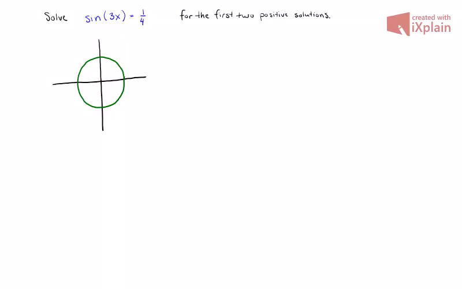Hi everyone, we're going to look at question 11 from the Chapter 6 review guide. It reads, solve the trig equation, sine of 3x is equal to 1/4 for the first two positive solutions. So again, it's not necessarily restricting us to one full revolution. It could be less or it could be more. It's really just saying I want the first two possible positive answers, and then you're done.